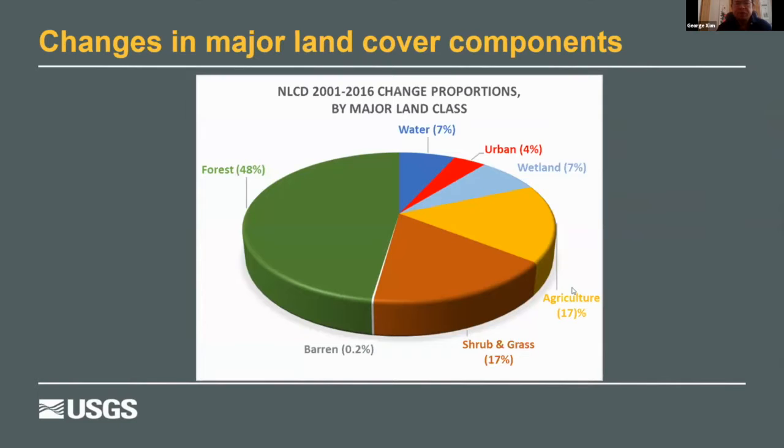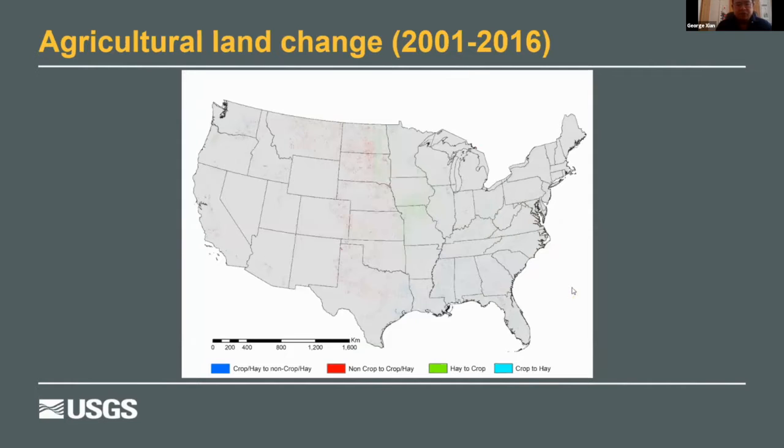For example, for the major land cover classes between 2001 and 2016, we can see urban only counts for 4%. Although it's only 4%, it's still a very important land cover type. And then the largest one is still the forest, 48%. So from the NLCD data, we can do some general assessment.